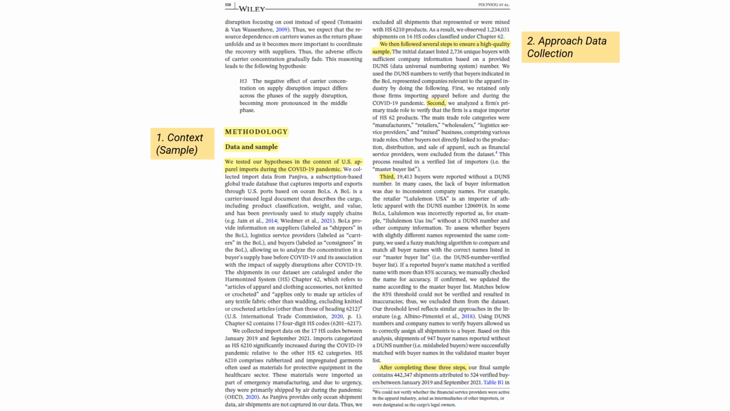As you can see, in the methodology chapter, the authors closely follow the ideal structure we introduced in slide 4. They start by describing the context as well as the data and sample they used. Specifically, they write in the first sentence, "We tested our hypotheses in the context of US apparel imports during the COVID-19 pandemic." After describing the study context and explaining why it is particularly suitable for answering the research question posed in the introduction, they outline the 3 steps they took to gather their data.